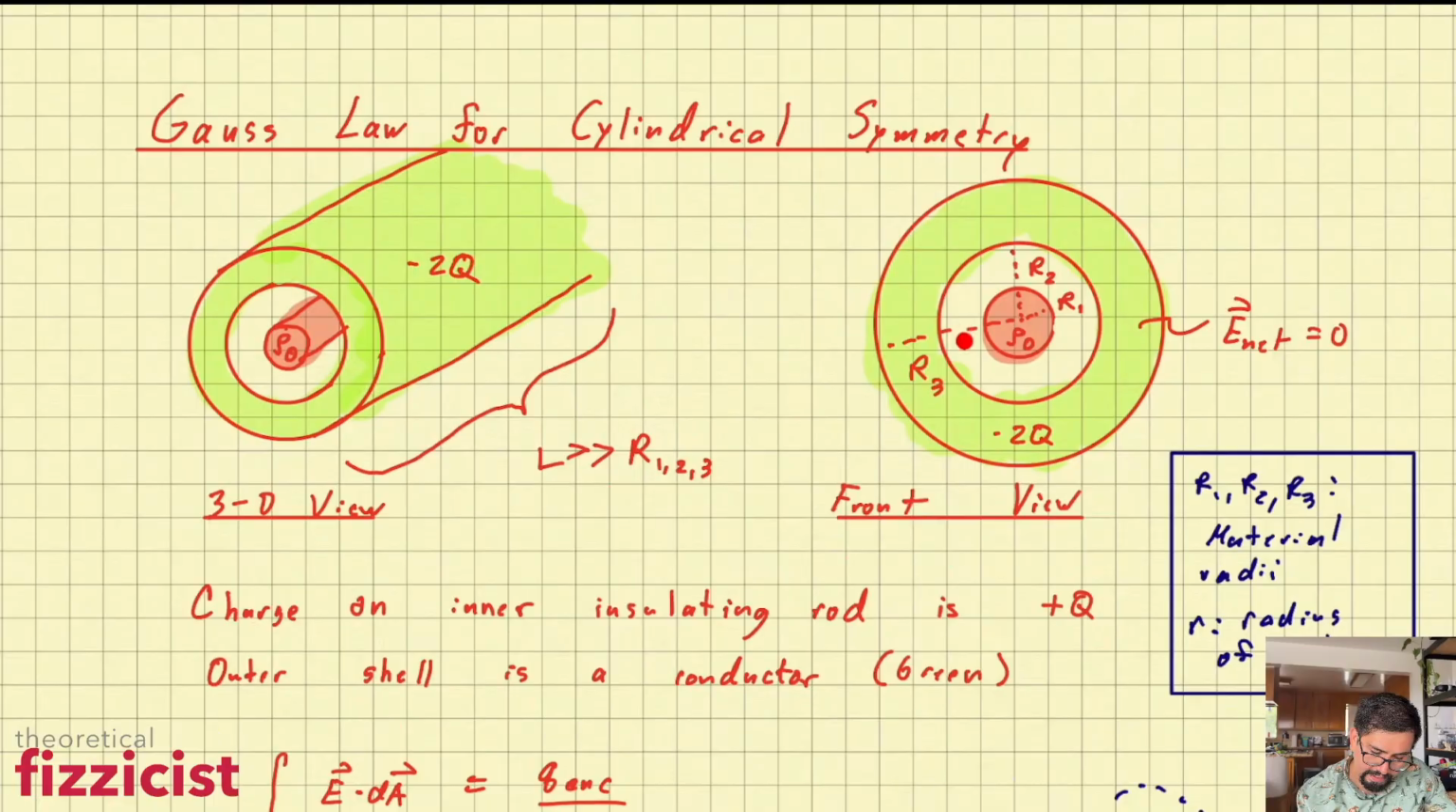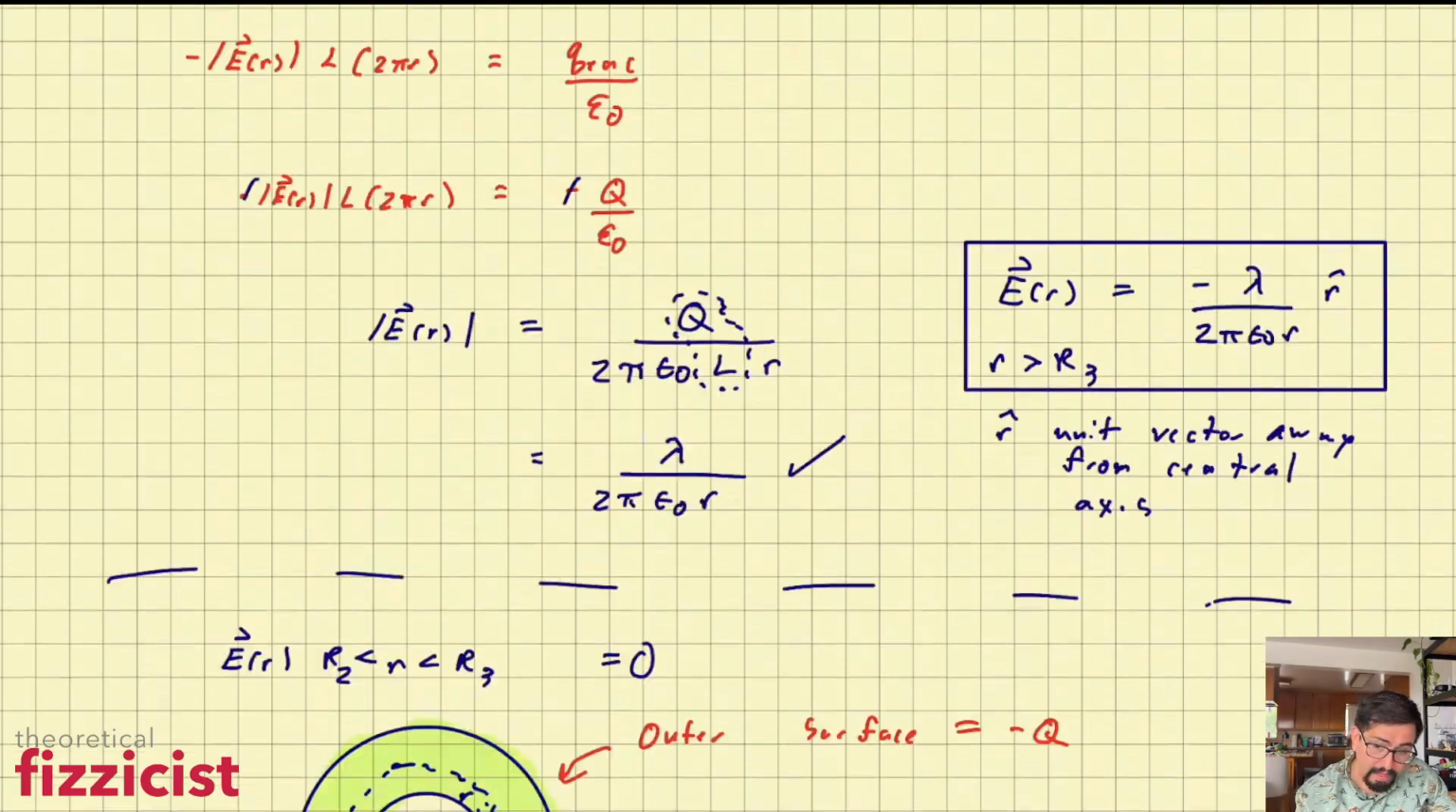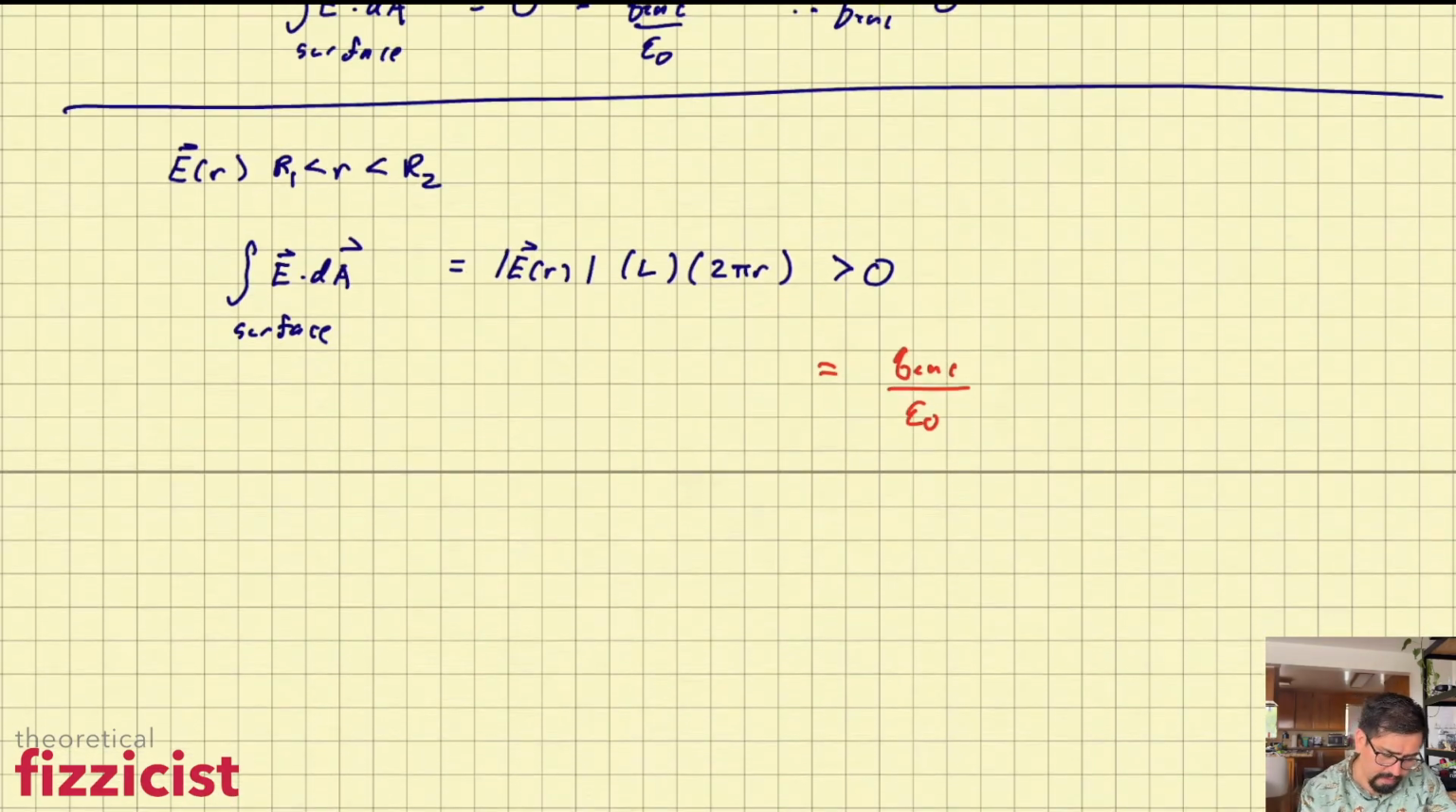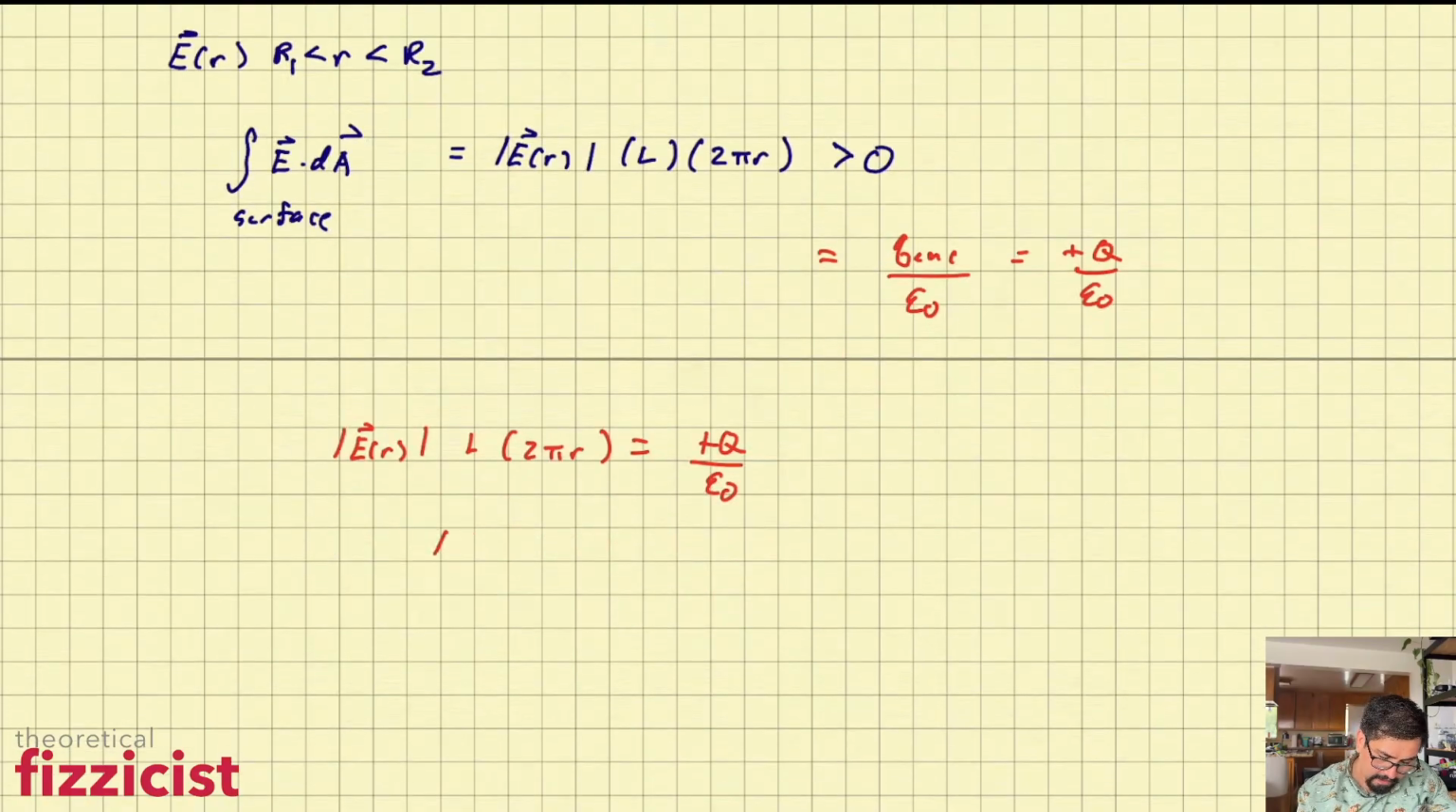Where I'm integrating in this cavity right here, I know I'm only surrounding the positive charge of the insulating rod right there. And so indeed, my friends, I know that this is just equal to plus Q divided by epsilon naught. And so if we take all our pieces together, E of r times L times 2 pi r is equal to plus Q over epsilon naught. And indeed, my friends, we get the expected result.